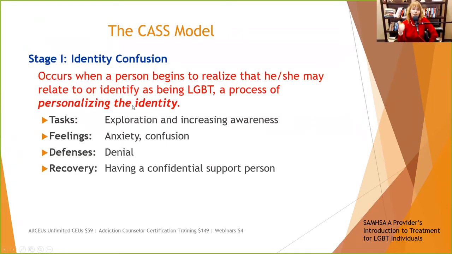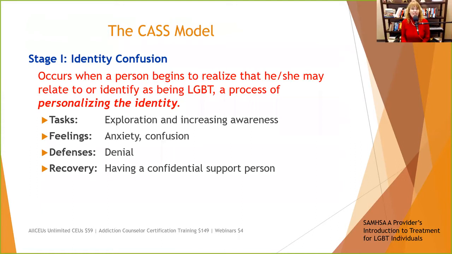The CAS model. Stage 1, the person experiences identity confusion, and it occurs when a person begins to realize that he or she may relate to or identify as being LGBT. This is a process of kind of personalizing identity. So during this time, we want to help people explore what this means to them, and increase awareness of what their feelings are, what their attitudes are, what the community's attitudes are, so they know what's going on, and they can start exploring what this identity means to them.